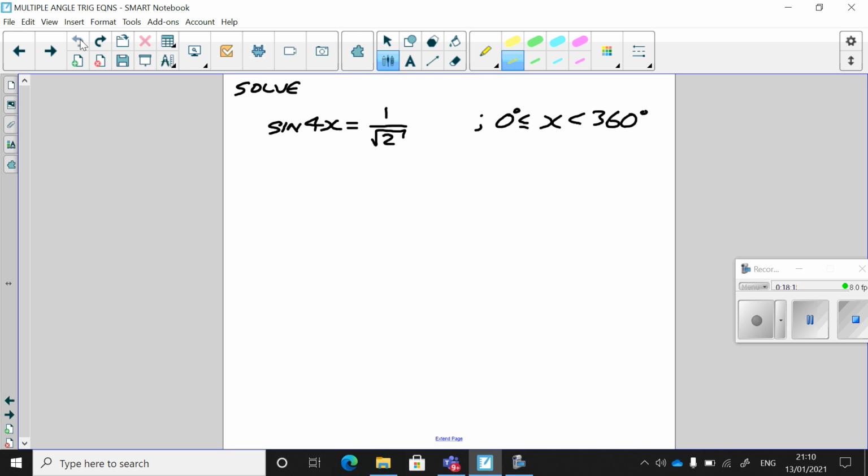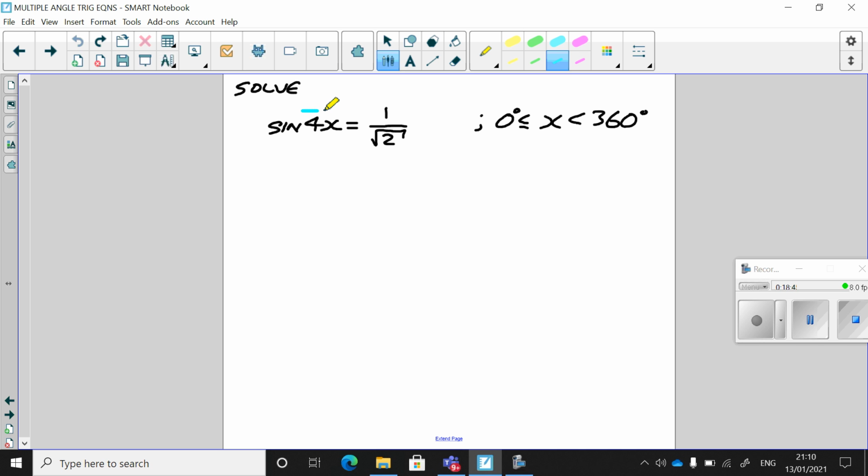I've got sine of 4x equals 1 over root 2. Don't worry about the 1 over root 2 part. I'm just going to try and get this into your head. Usually we work in the space 0 to 360, and it's always good to have that in your head, that you're always working there. So how many solutions am I going to have?